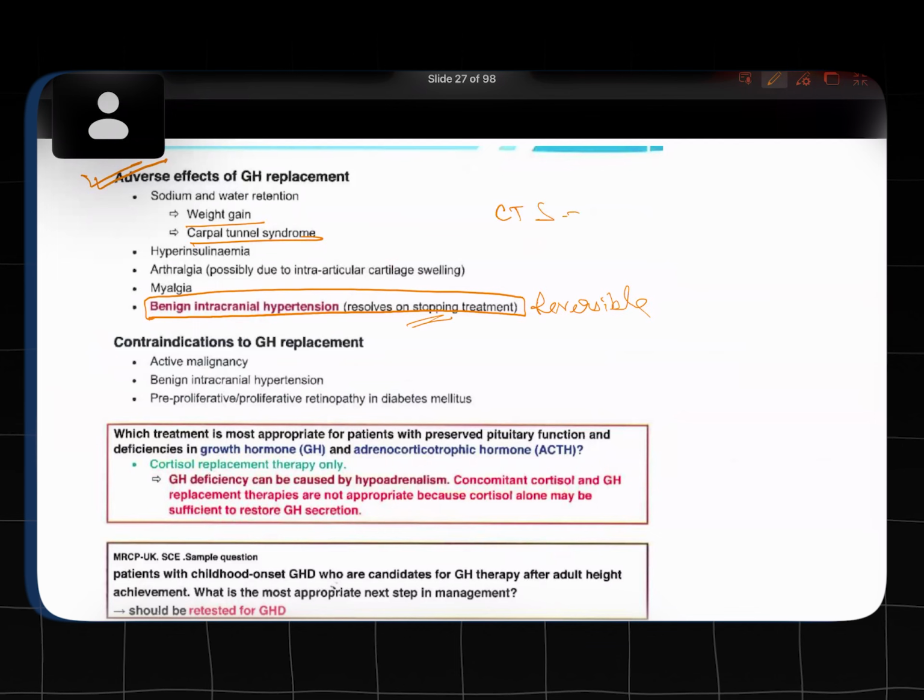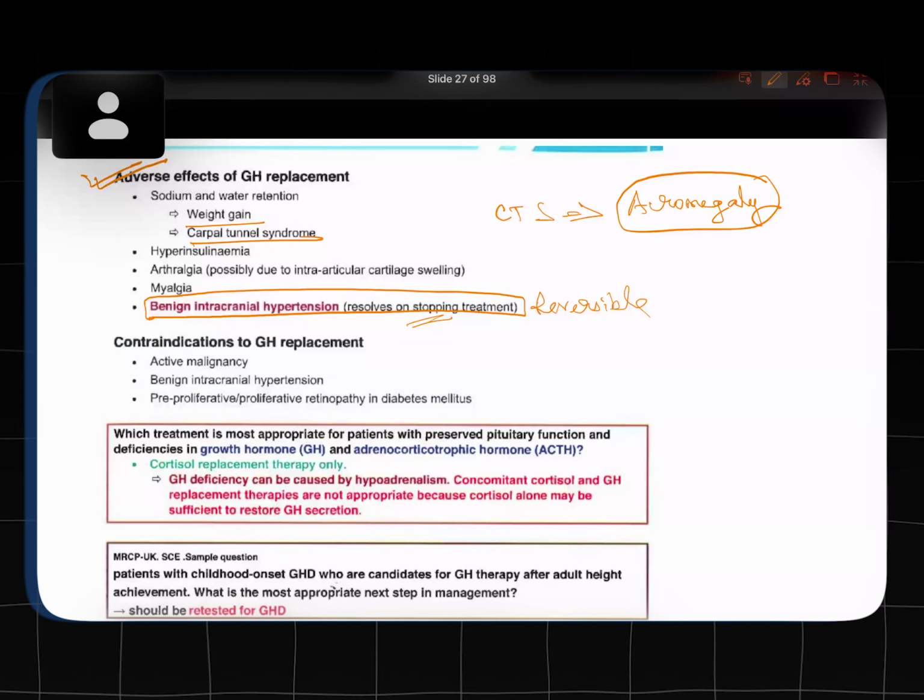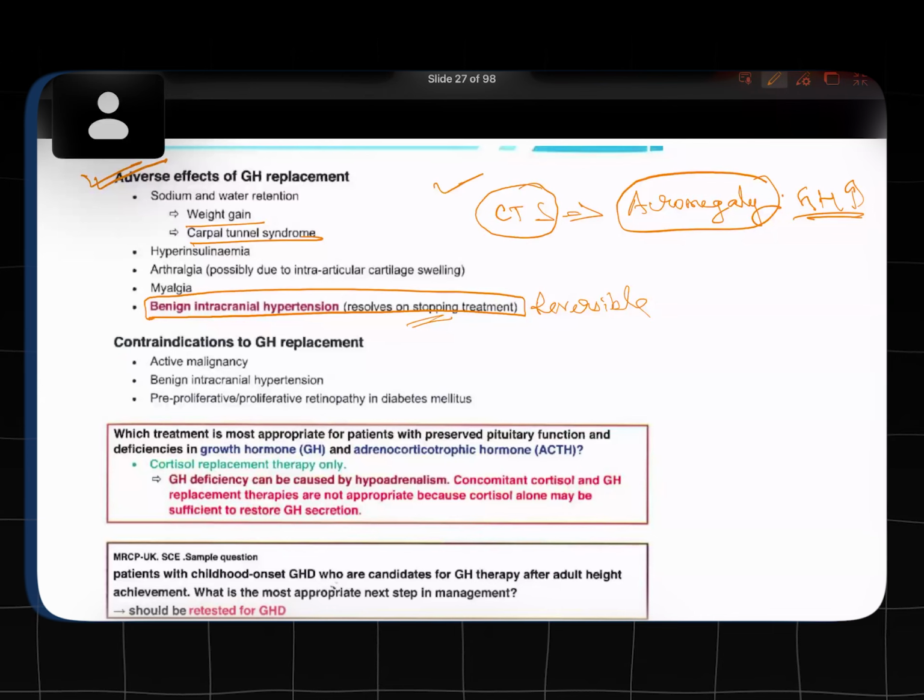Carpal tunnel syndrome is a common finding not only in part 1 and part 2. Once you pass these, you go to the MRCP PACES. There, the common question, especially in the Middle East centers and also in the Indian centers, is acromegaly. Acromegaly, as we know, is growth hormone excess. In there, the patient often presents with carpal tunnel syndrome, with pain in the hands, and then you examine and find out that it is CTS. And then you have to rule out acromegaly. So these things are related, and you have to remember.